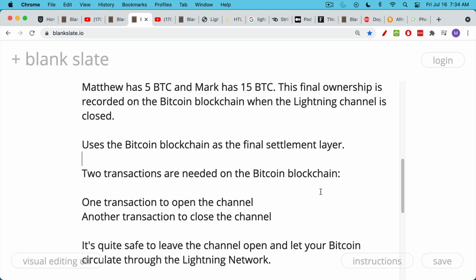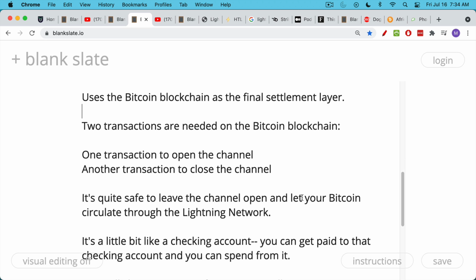You need to make one transaction and pay one transaction fee to open the channel, and then another transaction to close the channel.